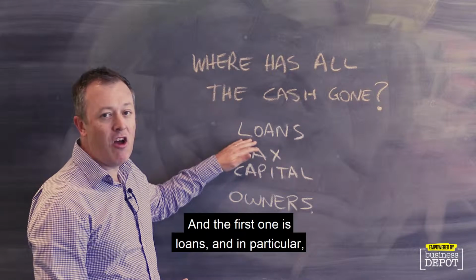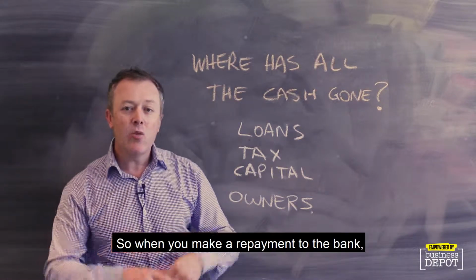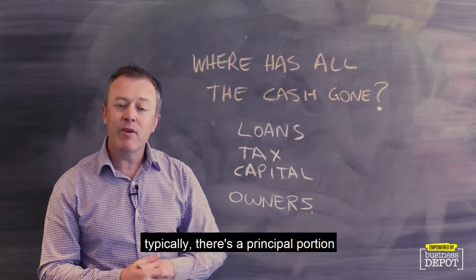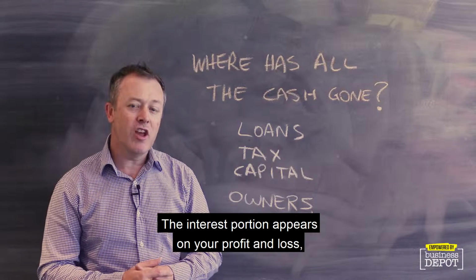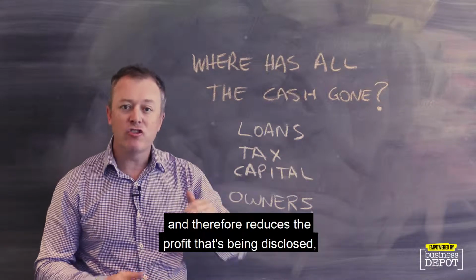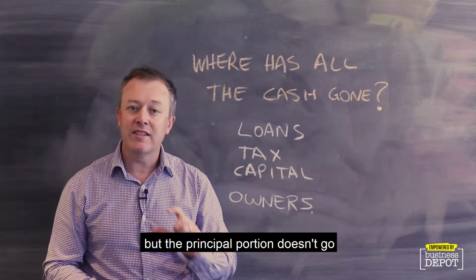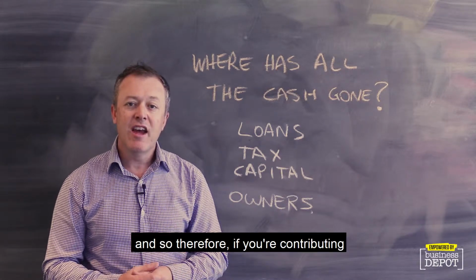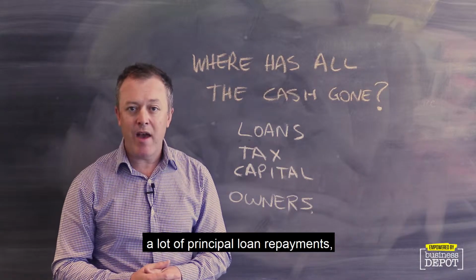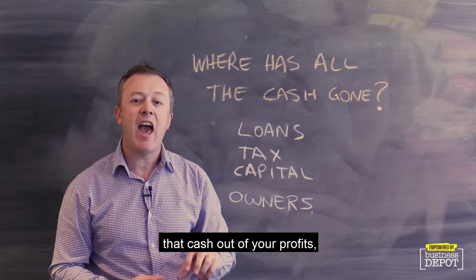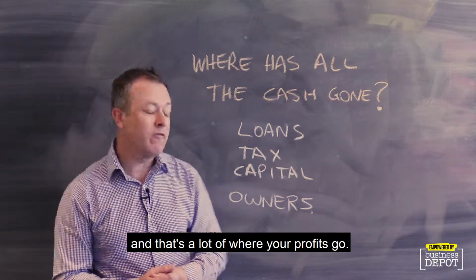And the first one is loans, and in particular, your principal loan repayments. When you make a repayment to the bank, typically there is a principal portion and an interest portion. The interest portion appears on your profit and loss and therefore reduces the profit that's being disclosed, but the principal portion doesn't go to your profit and loss statement. And so if you're contributing a lot of principal loan repayments, then you're going to have to fund that cash out of your profits. And that's where a lot of your profits go.